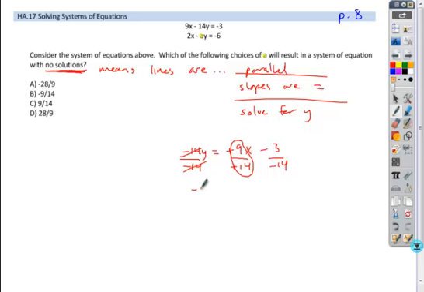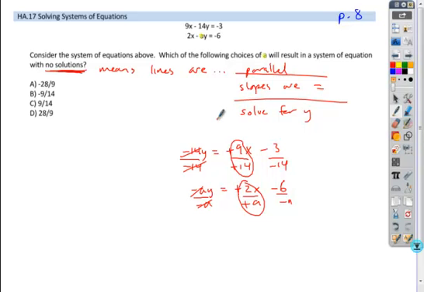For the bottom equation, I get negative ay. I'm solving for the y here. Subtract 2x from both sides. The negative 6 stays. Divide each side by negative a. The negatives cancel, and so here's the slope. I don't need to know what the intercepts are. I simply need to know their slopes.